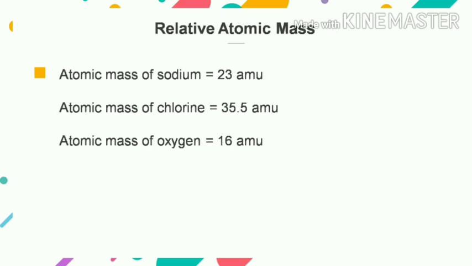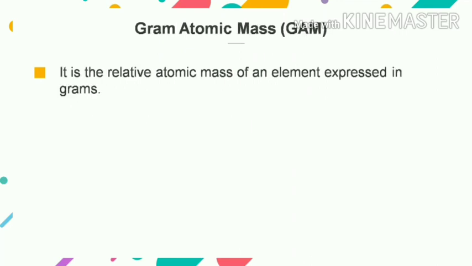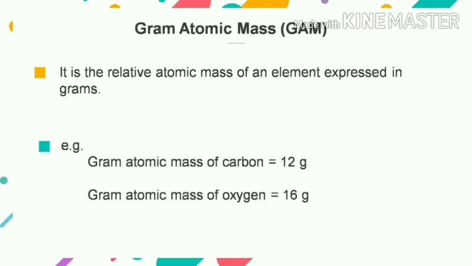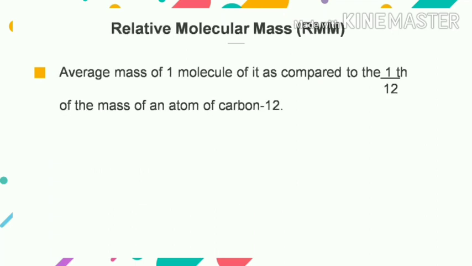For example, sodium is 23 times heavier than 1/12 of the mass of an atom of carbon-12. So we say that the atomic mass of sodium is 23 atomic mass unit. Likewise, the atomic mass of chlorine is 35.5 atomic mass unit and the atomic mass of oxygen is 16 atomic mass unit. When the relative atomic mass of an element is expressed in grams, then it is called the gram atomic mass. For example, the gram atomic mass of carbon is 12 gram and the gram atomic mass of oxygen is 16 gram.